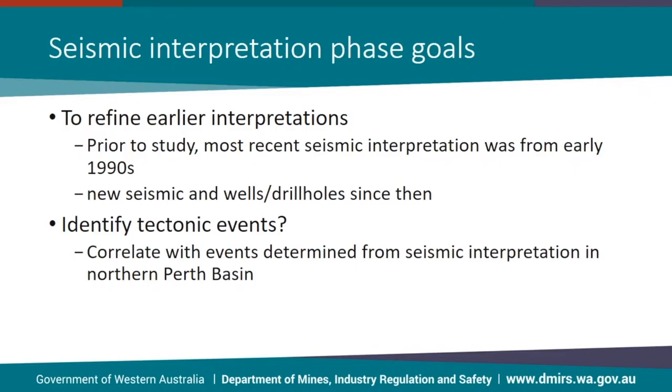Another goal was to see whether the tectonic events proposed previously for the Northern Perth Basin could be identified. Extension or rifting episodes in the Northern Perth Basin have been proposed for the early Permian, early Jurassic, and the late Jurassic to early Cretaceous periods.